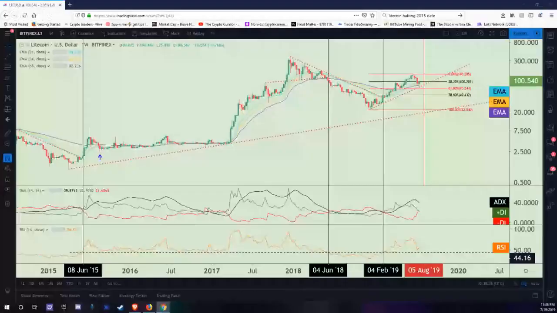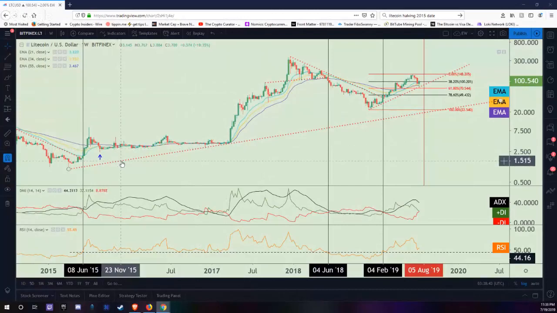I'm going to do a quick chart here on the weekly, just pointing out a couple things that I'm looking at for maybe a little bit more broad market, looking for maybe a primary trend change, that kind of thing. So let's take a look at Litecoin. All right, we've got a weekly chart here for Litecoin against the dollar.